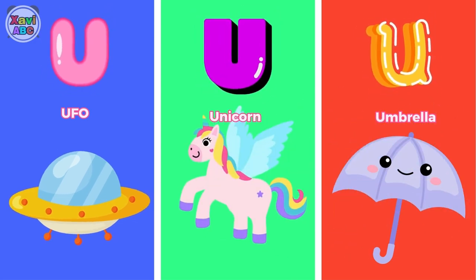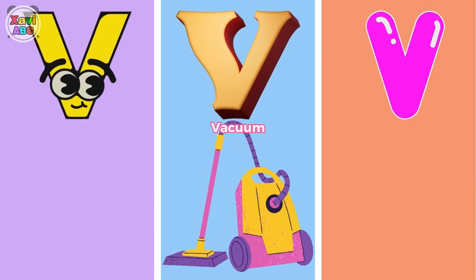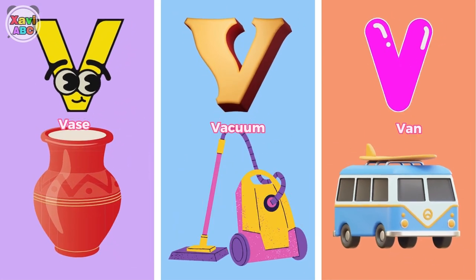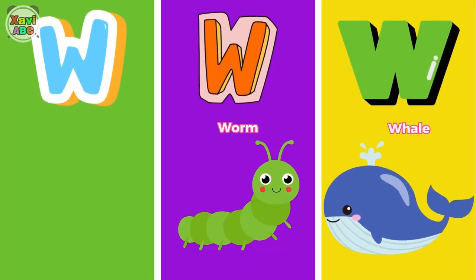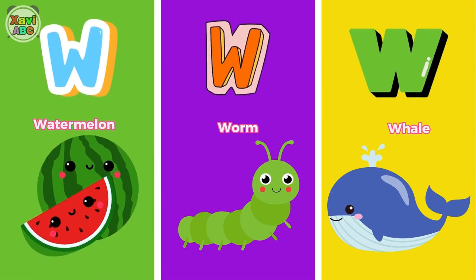U is for unicorn, U, unicorn. V is for vacuum, V, vacuum. V is for bass, V, bass. V is for van, V, van. W is for whale, whale. W is for watermelon, watermelon.